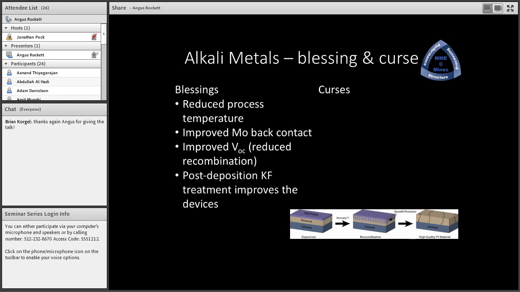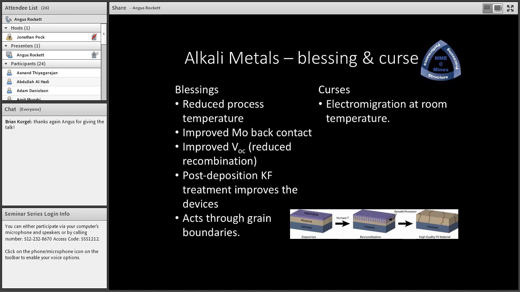Alkaline metals are sort of an interesting case for these materials. They can be a blessing and they can be a curse. So they reduce the process temperature. They improve the molybdenum back contact by promoting selenization of the molybdenum. They improve the open circuit voltage by reducing recombination. And post-deposition potassium fluoride treatment has a tremendous advantage in improving the device.